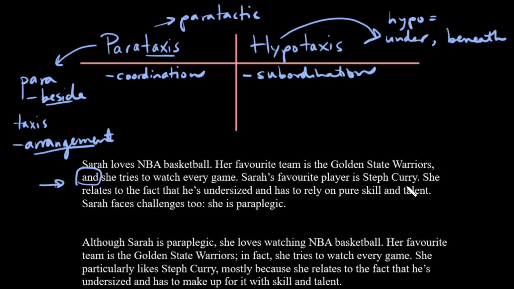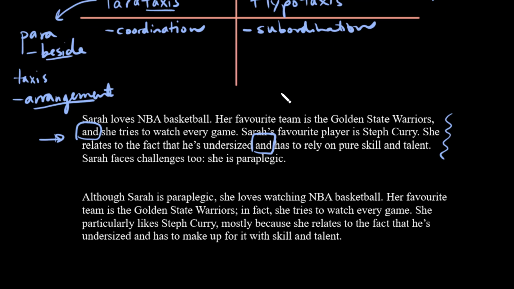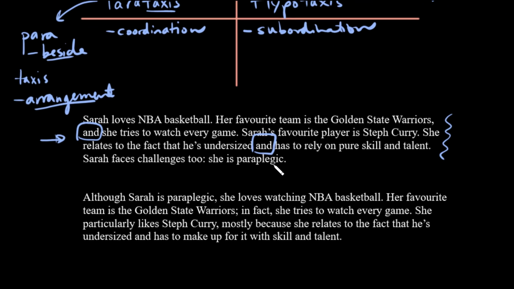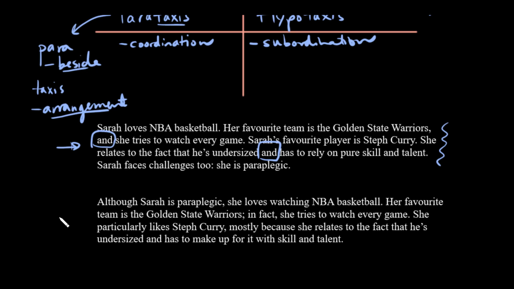Sarah's favorite player is Steph Curry. She relates to the fact that he's undersized, and there's another and, has to rely on pure skill and talent. Sarah faces challenges too. She is paraplegic. So you can see that all of these sentences, they're all one after the other, but they're not really being subordinated to each other. And if we look at our second example, if we rewrite this, you can now start to see that this becomes more hypotactic. Okay, so the first example is an example of parataxis, and the second example is one for hypotaxis.